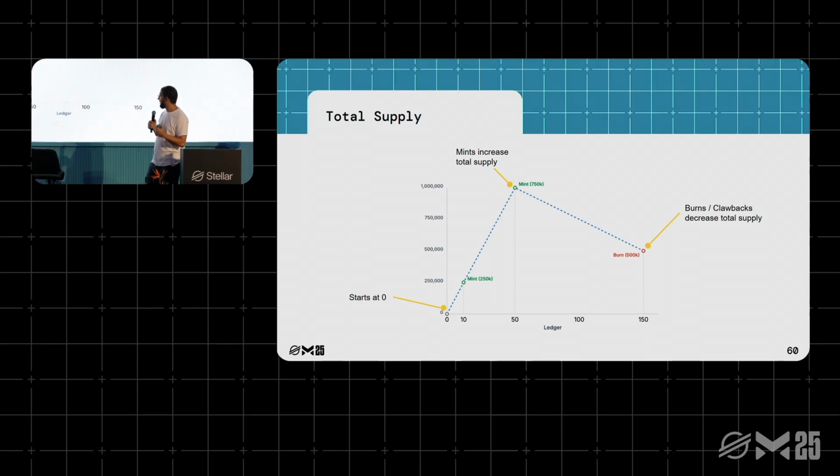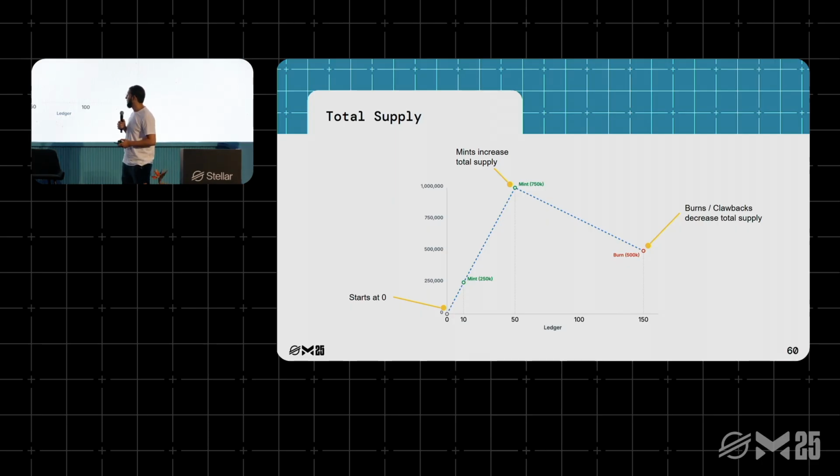So this can be done incrementally. The total supply always starts out at zero. And then the only way to increase the supply is by minting. And the only way to decrease the total supply is through a burn or a clawback.